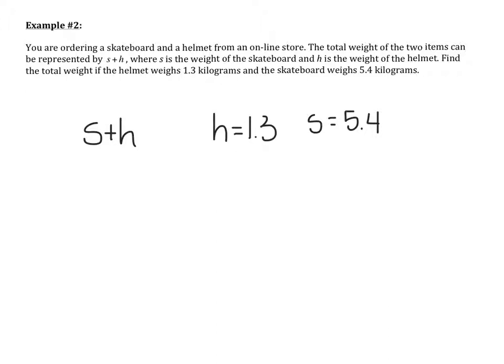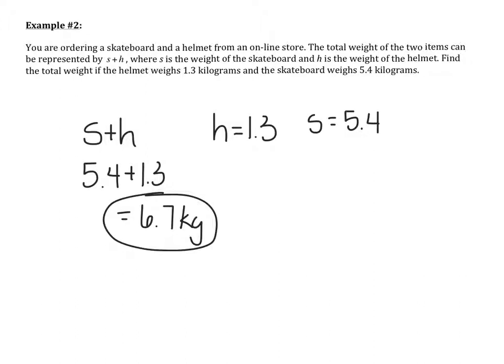So just like in the previous example, we're going to take the 1.3 and substitute it in for the H, and take the 5.4 and substitute it in for the S. So it would look like 5.4 plus 1.3, so our total weight would be 6.7, and since this is a story problem, we want to make sure that we put a label on our answer. So it'd be 6.7. We were given that the label would be kilograms, so we can just say kg for our label.